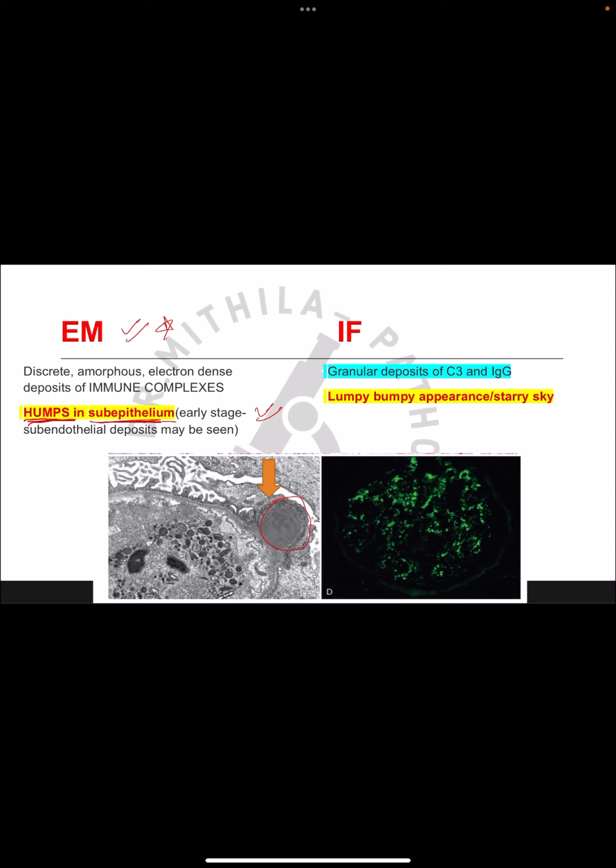Then in immunofluorescence, again, the deposits of complement 3, C3, and IgG will be seen, and there is a starry sky or lumpy bumpy appearance on the immunofluorescence. So these are the fancy names which you have to remember for the MCQs. So this is the starry sky or lumpy bumpy appearance, while in the electron microscopy you see the hump of the immune complex which is located in the subepithelial location.